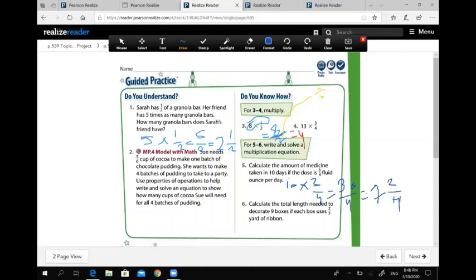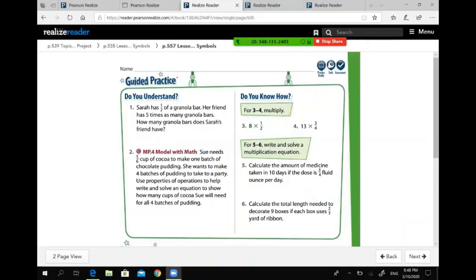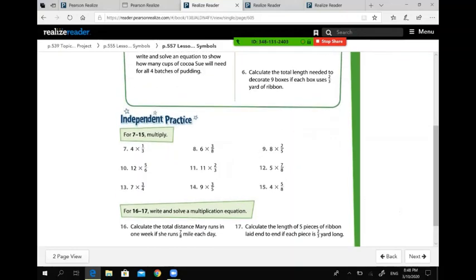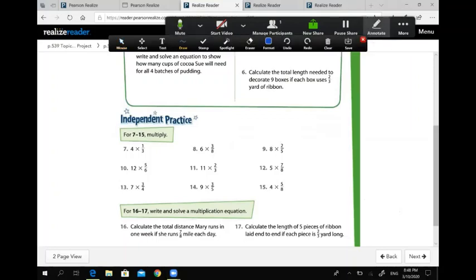Okay, let's move to the next question. Let's solve some of them. Let's solve question number 7.